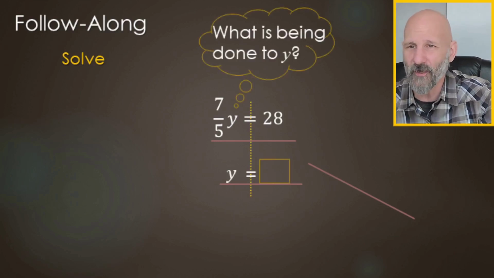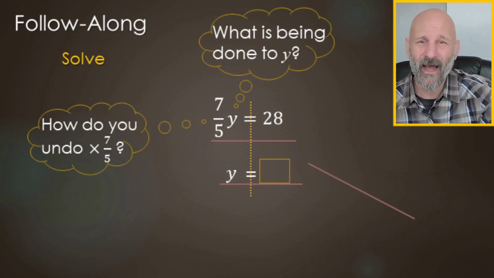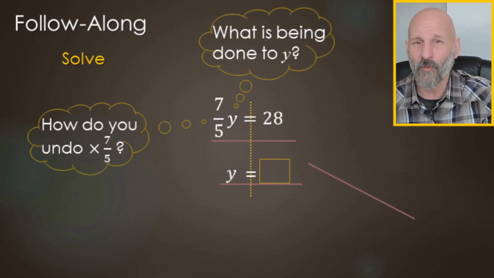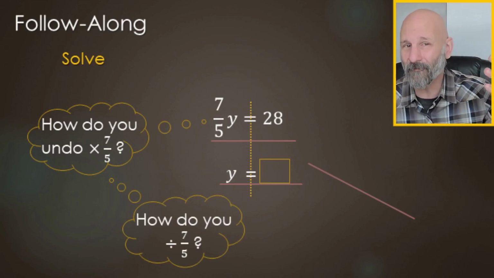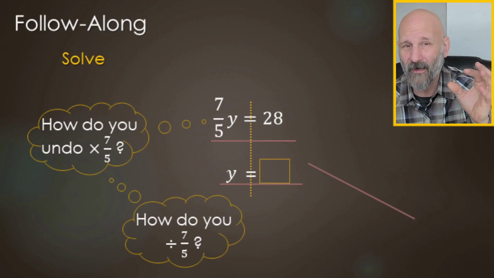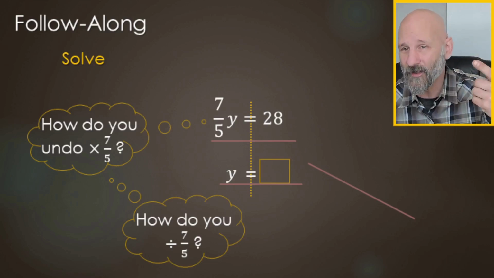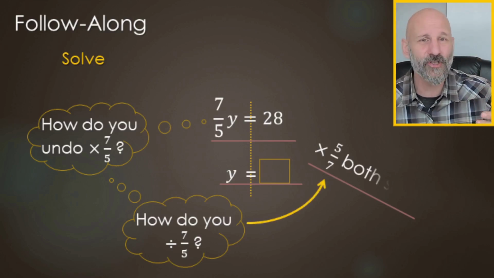So in this case here, what's being done to y? It's being multiplied by 7/5. So we're going to divide by 7/5, but this is a fraction. So remember, when we divide fractions, instead of multiplying or dividing by a fraction, we multiply by the reciprocal. Now in middle school, they called it keep, change, flip.